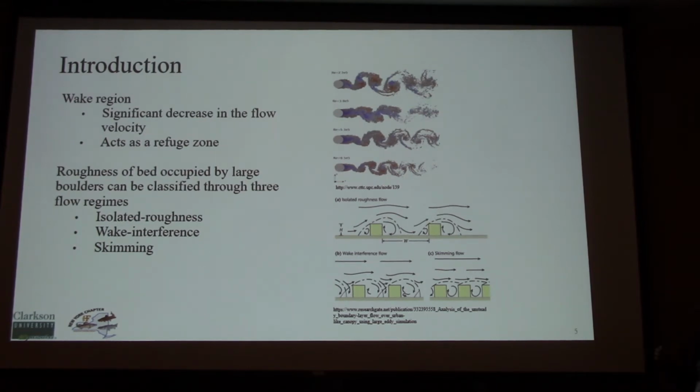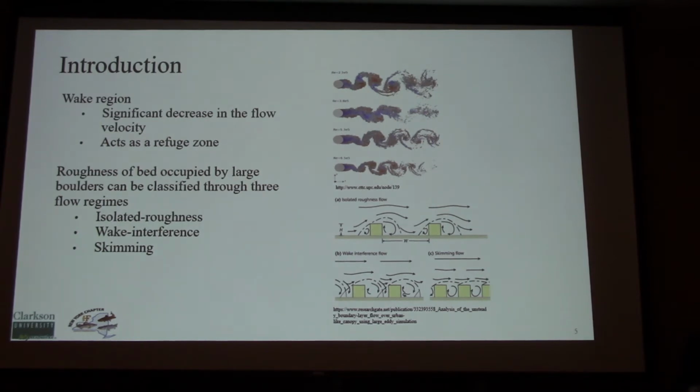Also, we can classify roughness of a bed based on three flow regimes, based on the distance between roughness elements. These three types are isolated roughness, wake interference, and skimming. In the isolated roughness, the first one, the roughness elements are far from each other. So the vortex generation and recirculation zone downstream of the roughness element is completed before reaching the next element.